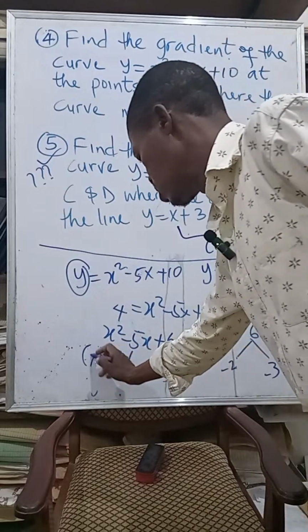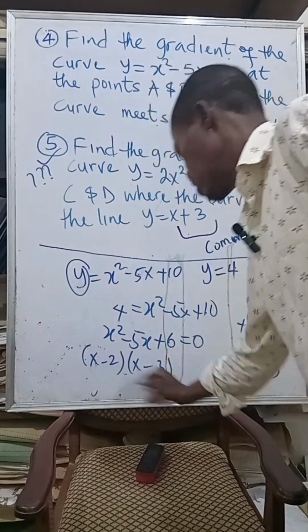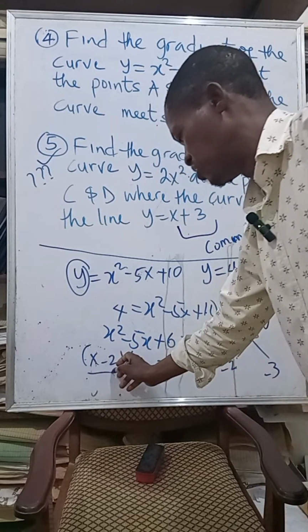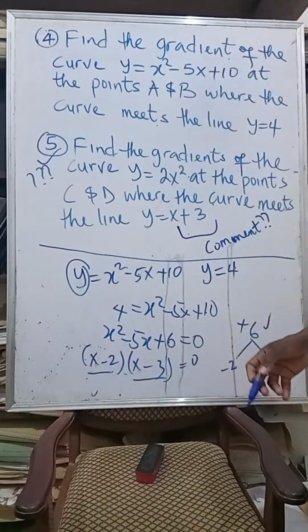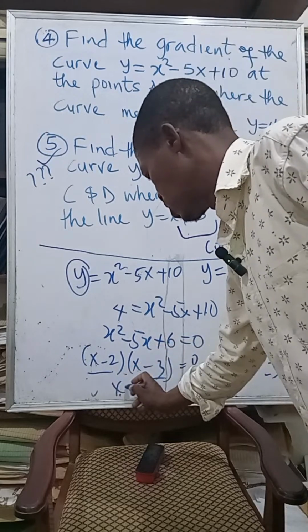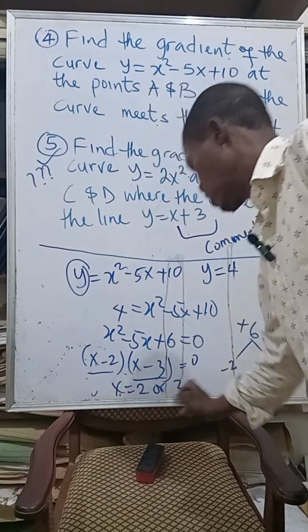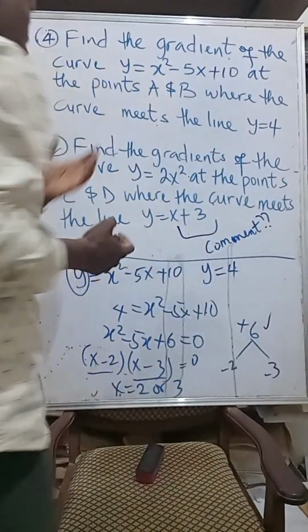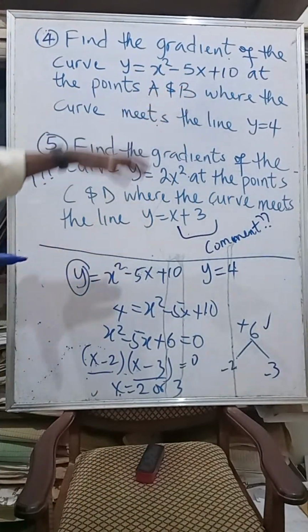So it's going to be what? x minus 2, x minus 3, equal to 0. This expression is equal to 0. So x is equal to what? x is equal to 2 or 3. So that is the 2 points we have, the points A and B.